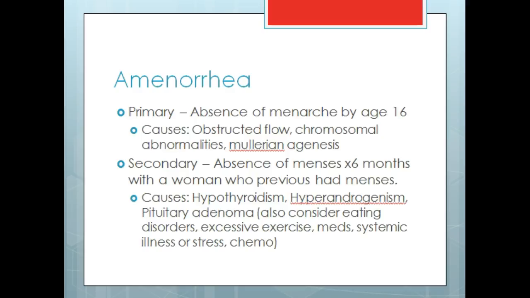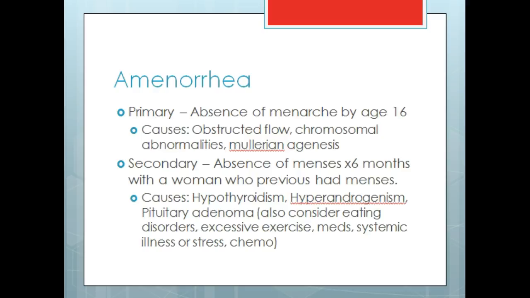So causes for this, it could be that she is getting a flow every month, but there's some kind of an obstruction, like hymen, that is causing us to not see the flow. Or it could be that she's got a chromosomal abnormality or a Mullerian agenesis where certain organs just haven't developed enough where she'd be capable of having a period.